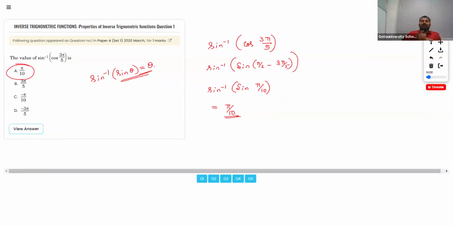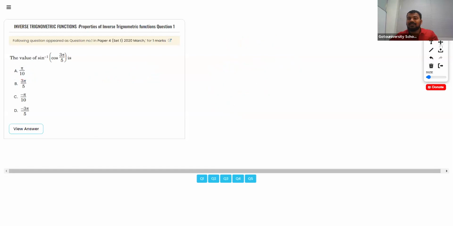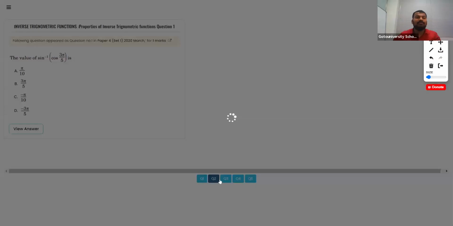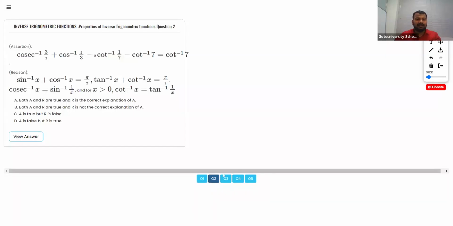Very simple. So what is the hint? What's the catch here? If you have sine inverse of sine, what is the property here? Property 1 or maximum property 2, property 3, property 4. Just keep those 4 properties in your mind. You'll be able to tackle any question in inverse trigonometry. Answer is option A here. So next, let's see how many of you are going to solve this.